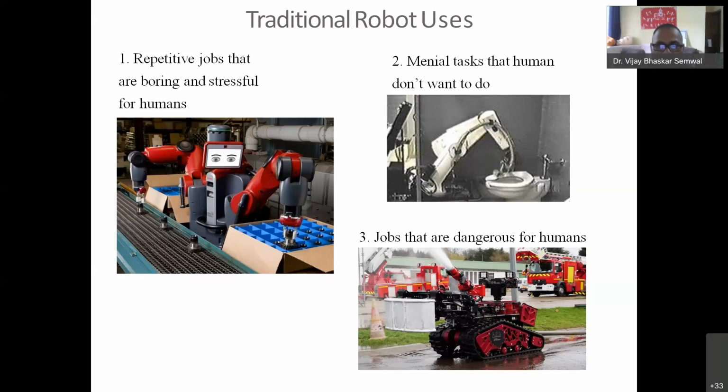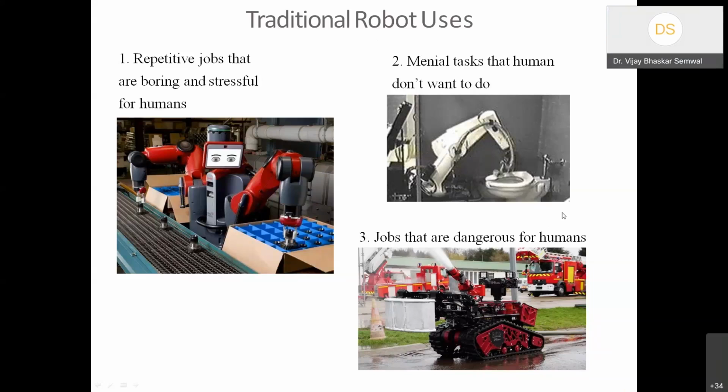Manual tasks that humans don't want to do, like cleaning toilets, wash basins and bathrooms, can be performed by the robot, and it was supposed that robots would perform this cleaning. These are the traditional applications we proposed for robots.